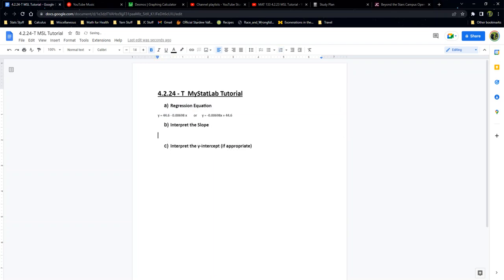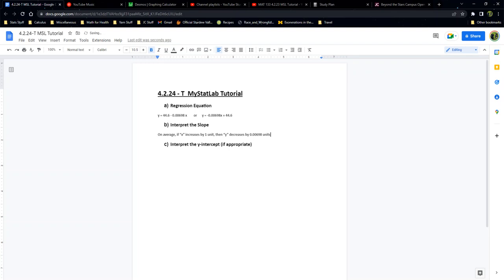All right, so next they want us to interpret the slope. Okay, so the slope says that on average, if x increases by 1 unit, then y increases or decreases. In this case, it's going to be a decrease by 0.00698. Now that's not sufficient, for a variety of reasons.